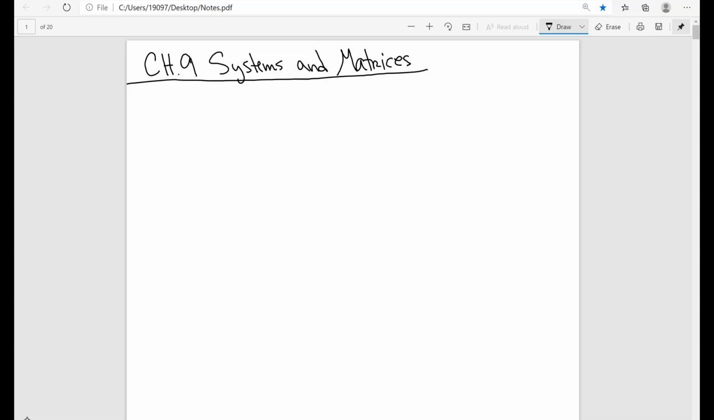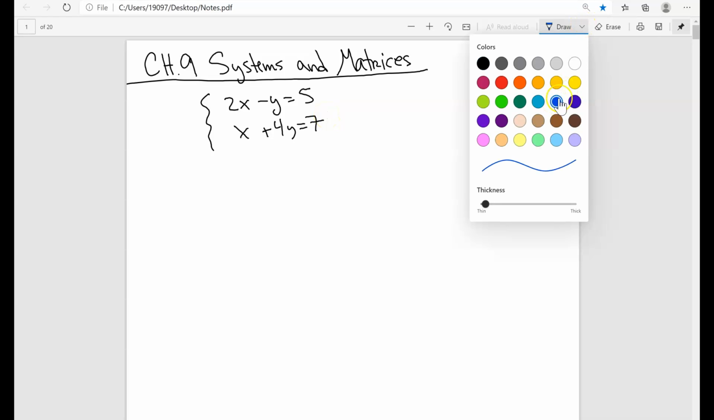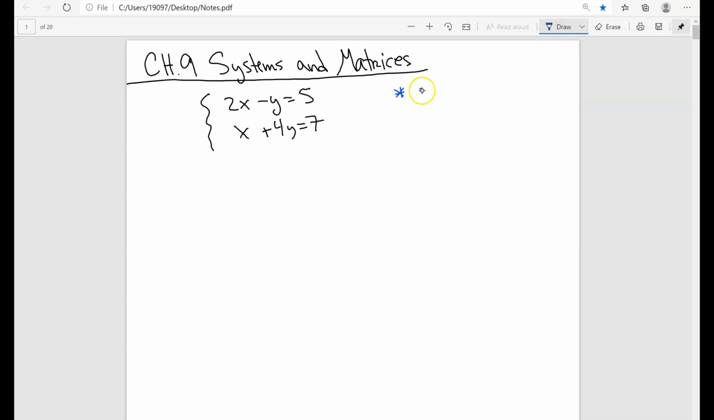I'll do a little review on systems and then we'll jump right into matrices. So the first thing is that we've learned how to solve systems that look like this: 2x minus y equals 5, and then x plus 4y equals 7. We know how to solve this, usually by two different methods. The first one is substitution, and the other one is elimination. So you can always just pick your poison. I'm going to use elimination because that's going to go really well when we do matrices, and then back substitution will come later.